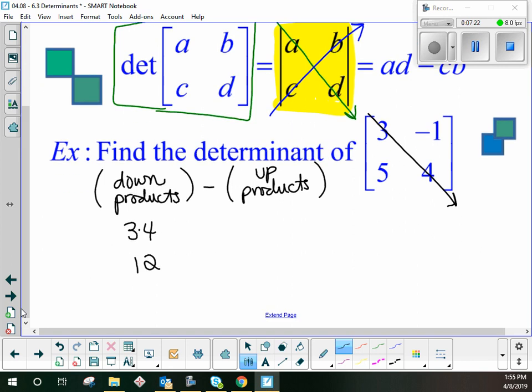And then the up diagonal, starting at the bottom then, because you have to start at the bottom in order to go up. Which two entries are on that diagonal? 5, -1. And I'm doing what with those two numbers? Multiplying. And then what am I doing with those two things? Subtracting. So that's 12 minus -5. Two negatives make a positive, and we get 17.